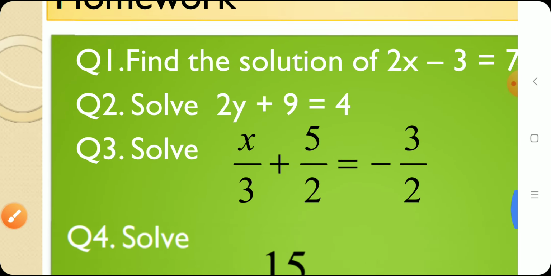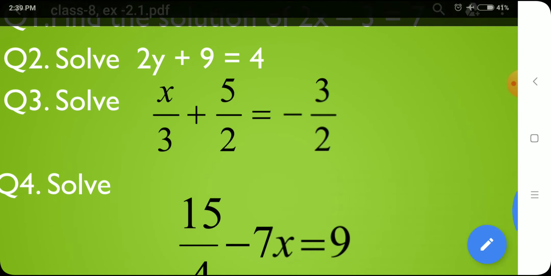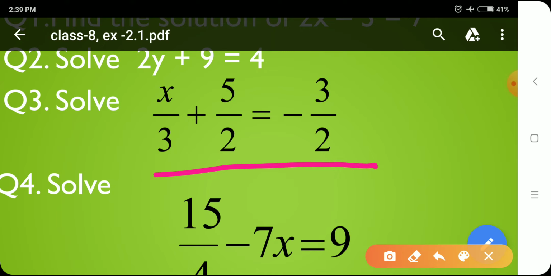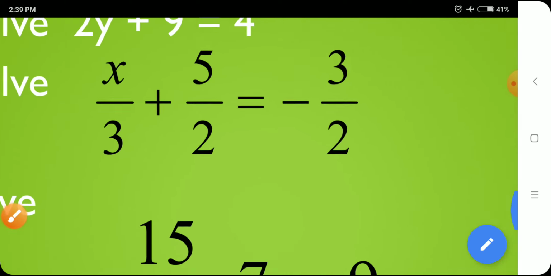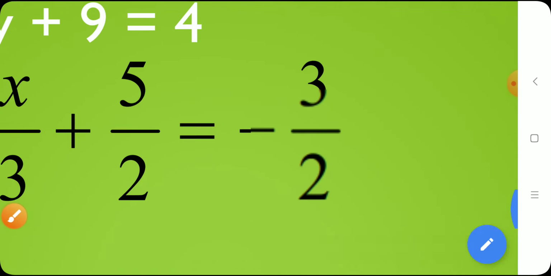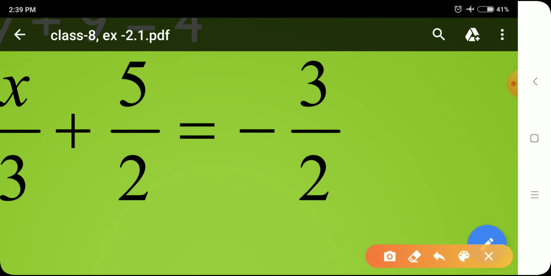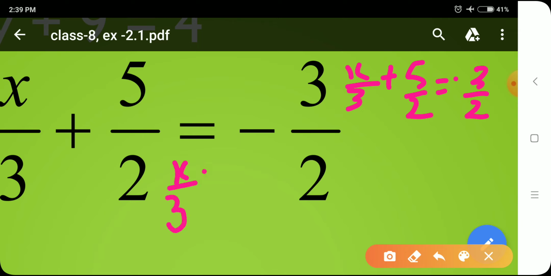In the third part you see x by 3 plus 5 by 2 is equal to minus 3 by 2. So you will solve it for x. I will write that x by 3 plus 5 by 2 is equal to minus 3 by 2. So you will write x by 3 as it is, and minus 3 by 2 as it is here.